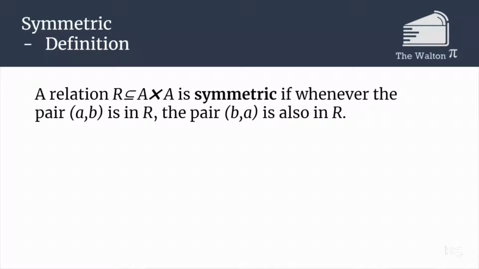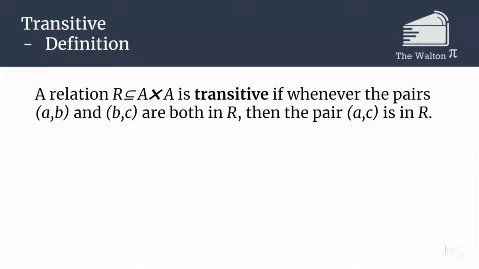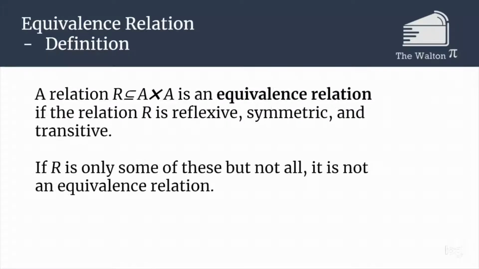A relation on A is symmetric if whenever the pair (a, b) is in the relation, then the pair (b, a) is also in the relation. The third main one is a transitive relation. So a relation R on A is transitive if anytime we have both the pairs (a, b) and (b, c), then the pair (a, c) is also in the relation.